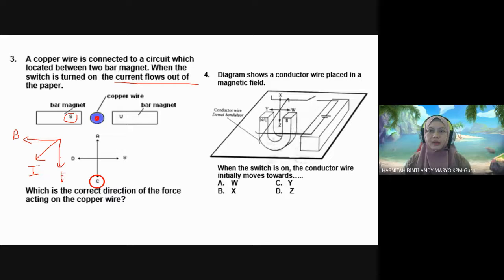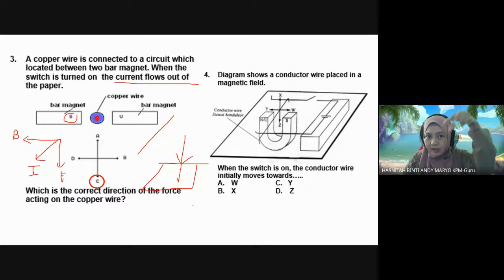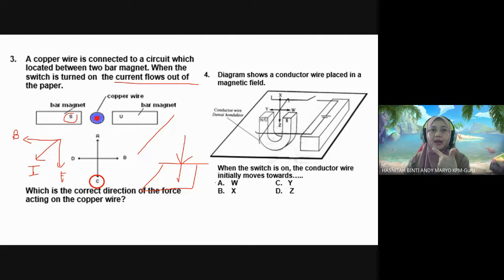Flow out of paper. See, flow out means to the front. Flow out in this way. So this is your paper. Current flow in like this, into the paper, into the plane. If it flows out, it means out. So your middle finger should be pointing at you, out of the plane. All right. Okay, students, number 4.